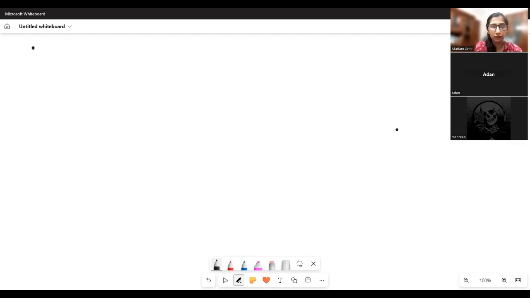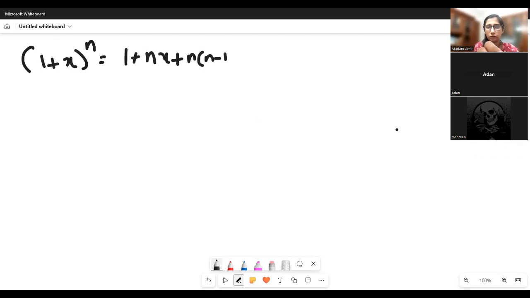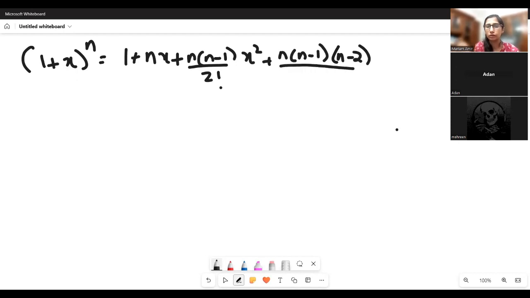So yesterday we discussed that the binomial expansion is (1 + x)^n, and it's expanded like this: 1 + nx + n(n-1)/2! x² + n(n-1)(n-2)/3! x³. All right. Now, you can't expand like this unless this is 1.